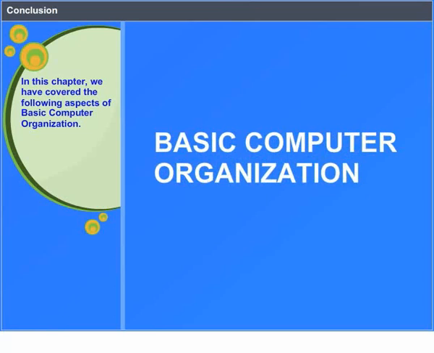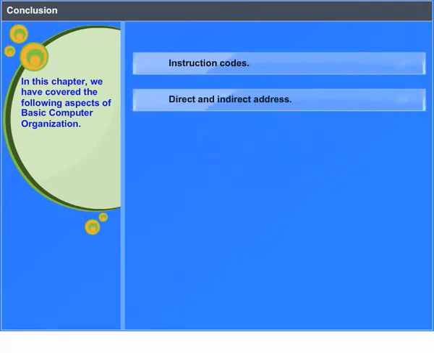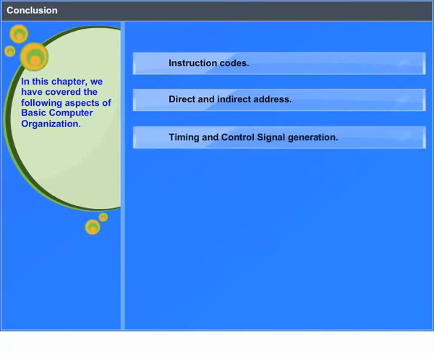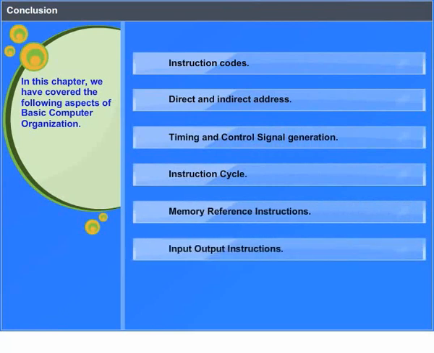Conclusion. In this chapter, we have covered the following aspects of basic computer organization: instruction codes, direct and indirect address, timing and control signal generation, instruction cycle, memory reference instructions, input-output instructions.